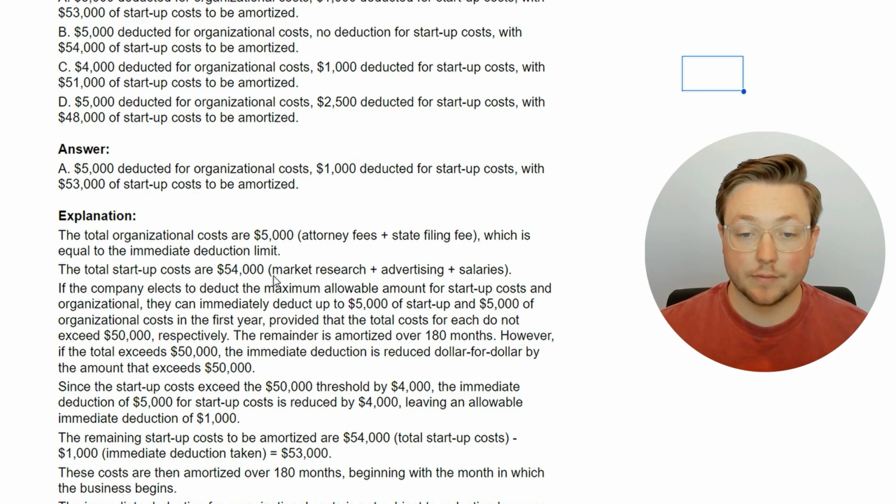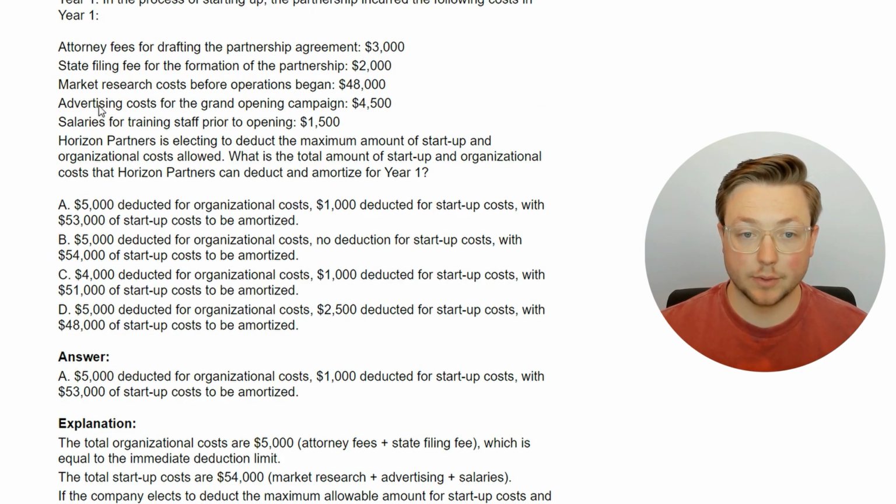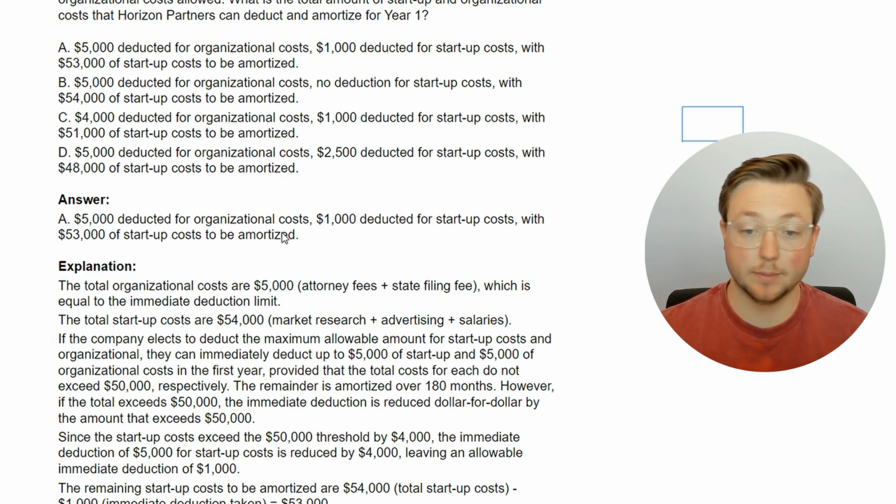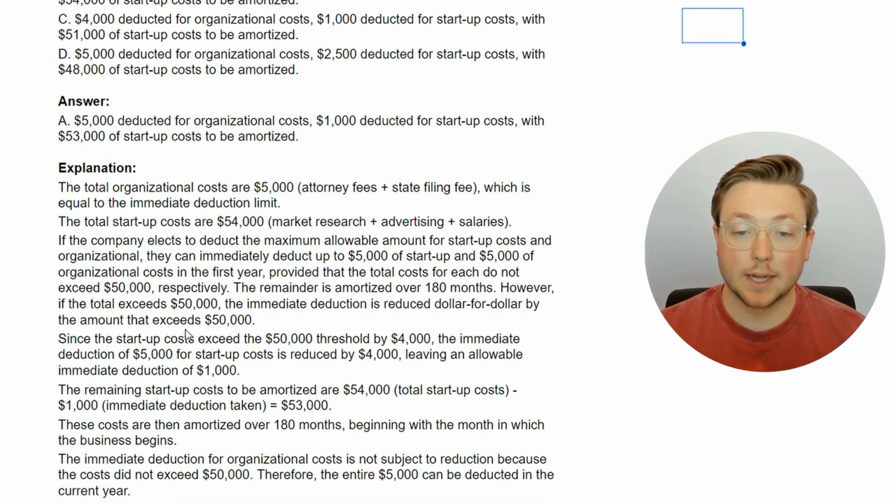And then the total startup costs are $54,000. So that's the market research, the advertising, and the salaries before they opened. If the company elects to deduct the maximum allowable amount for startup costs and organizational costs, they can immediately deduct up to $5,000 of startup and $5,000 of organizational costs in the first year, provided that the total costs for each do not exceed $50,000 respectively.